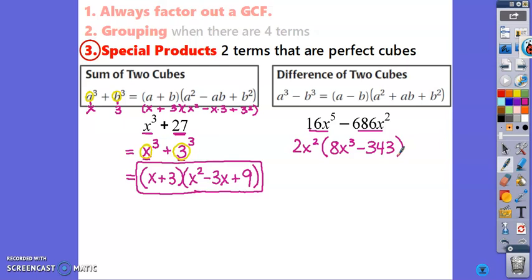And actually I'm starting to see something. 8 is a perfect cube, isn't it? 2 cubed is 8. It actually might be worth writing out these just so you can start to recognize all of your perfect cubes. Would you like to do that?